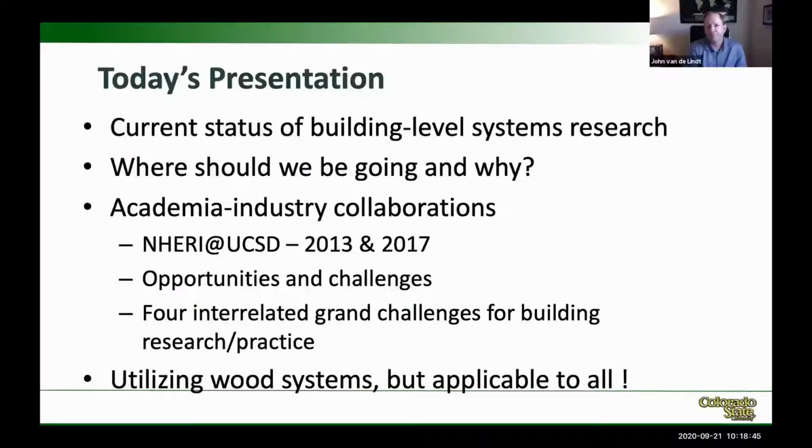And so today's presentation, I'm going to talk a little bit about where I see the current status of building level systems research, where we should or could be going and why, and then obviously talk about academia industry collaborations in 2013, 2017. Again, the opportunities and challenges, and then four grand challenges that are all interrelated for buildings. And I'm going to talk about this in the context of wood systems, as you can probably guess, but again, these are applicable to all types of systems. So that's just the examples.